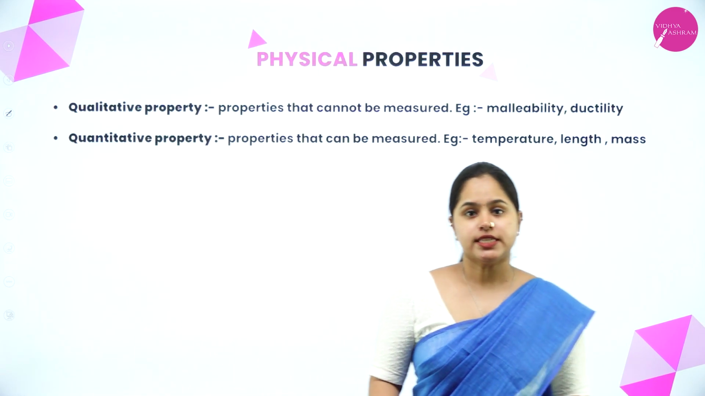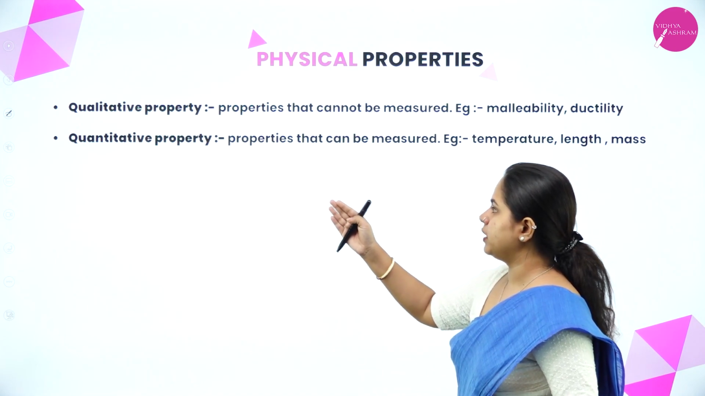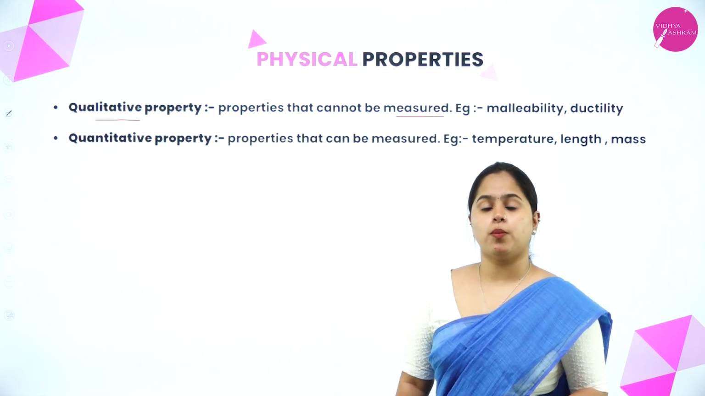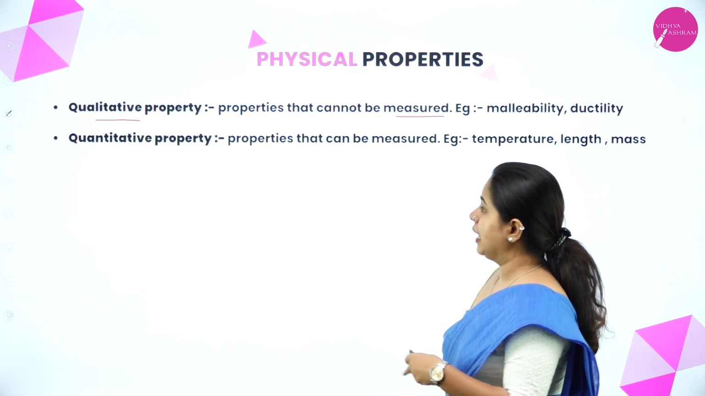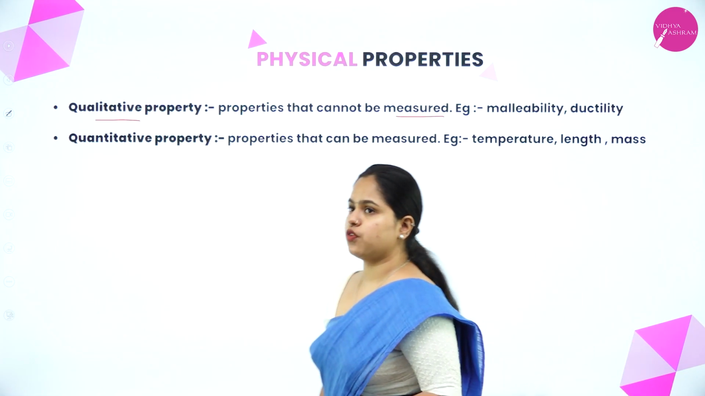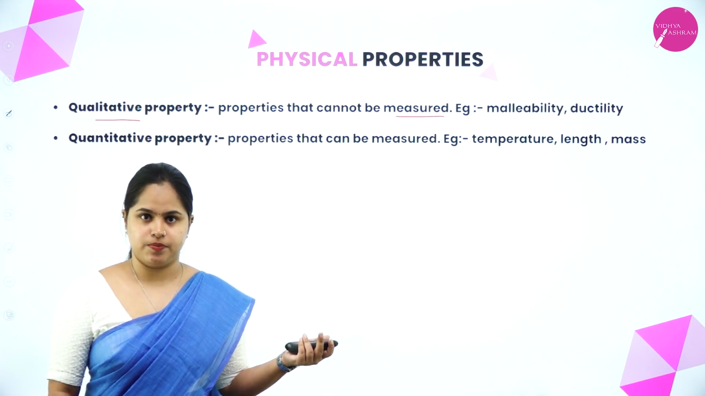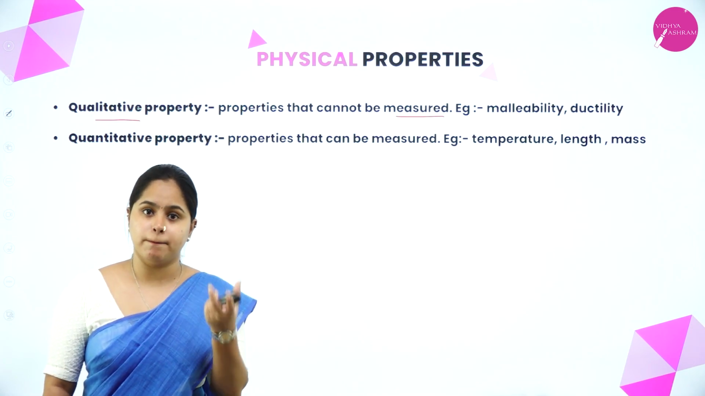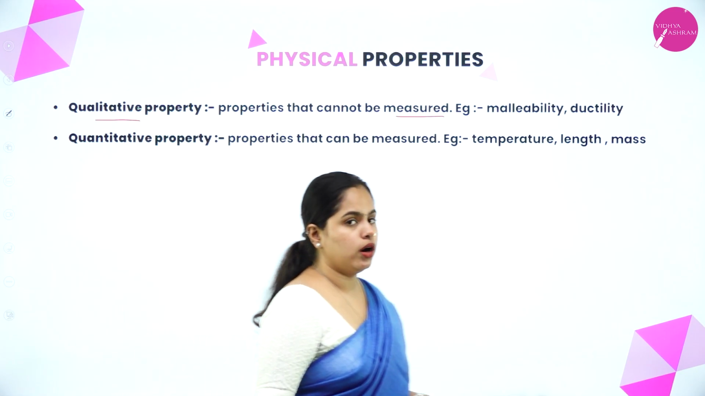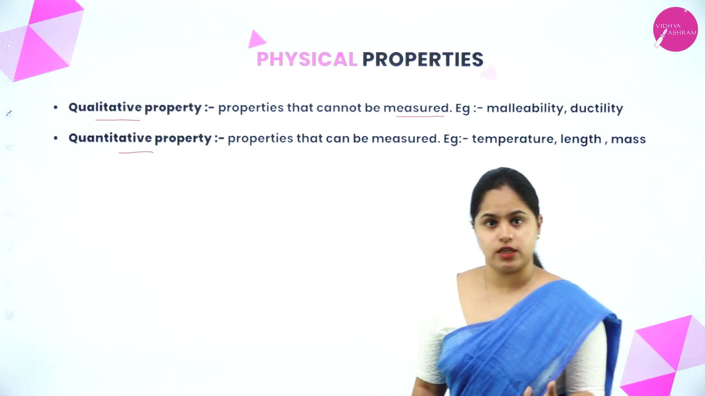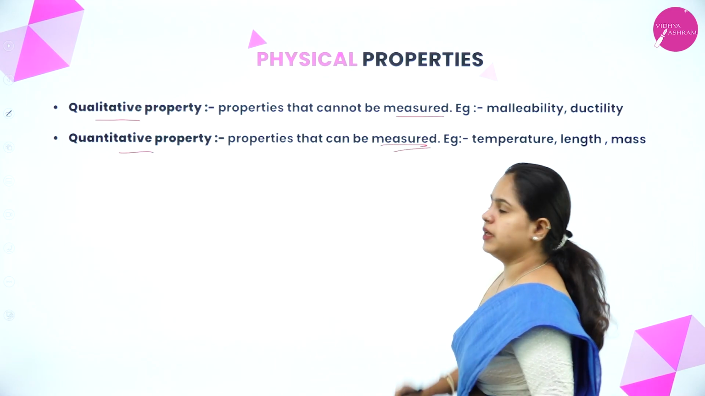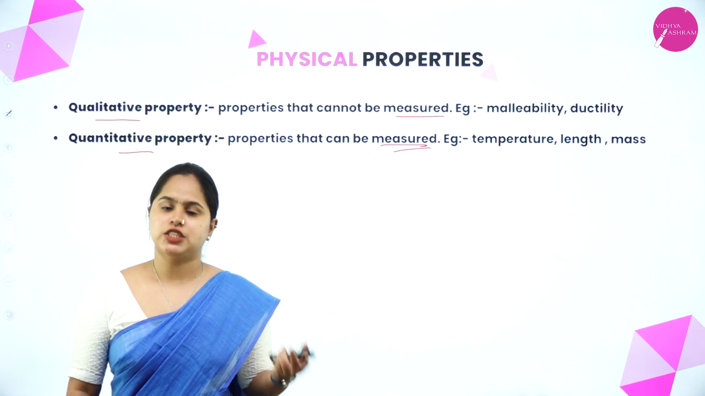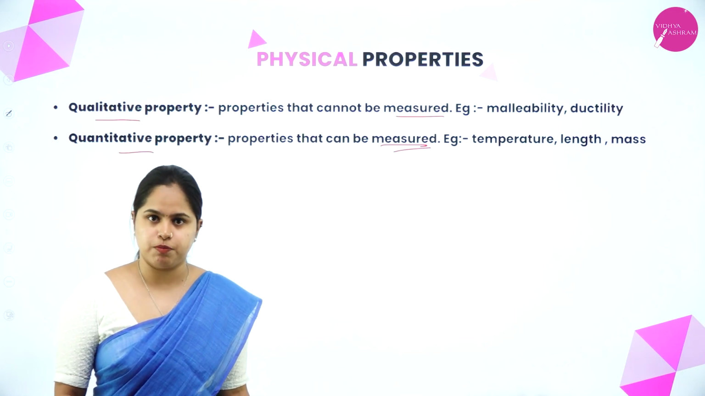Now, physical properties are further classified as qualitative property and quantitative property. As the name suggests, qualitative, quality. These are properties that cannot be measured. Examples are malleability and ductility. You will be able to observe the quality of it, but you won't be able to measure it. The next one is quantitative property. As the name suggests, quantity, these are properties that can be measured. Examples can be temperature, length, mass. All these are measurable properties, and such properties are called quantitative properties.